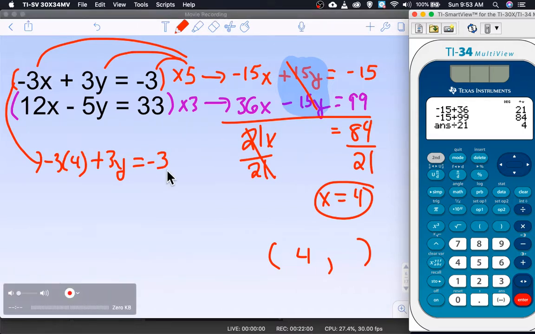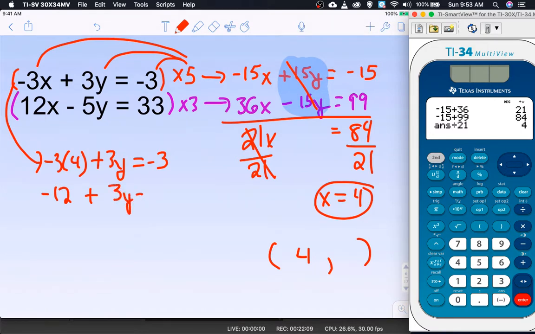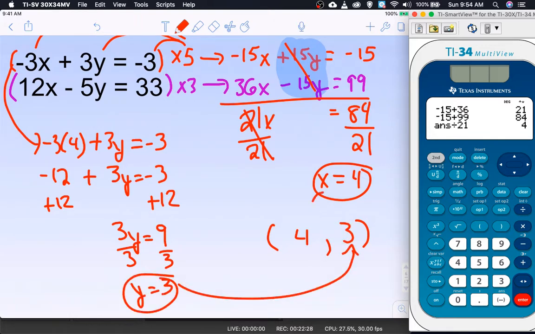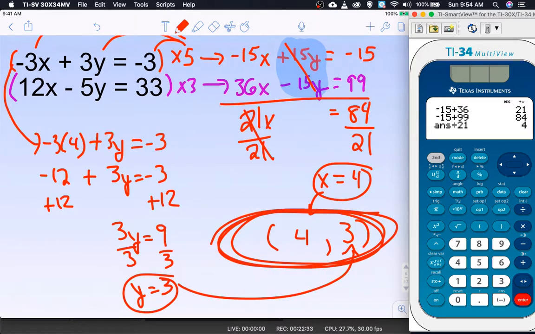And now when I solve this equation for y, I will find my y-coordinate. So negative 12 plus 3y equals negative 3. Add 12 to both sides. 3y equals 9. Divide by 3, y equals 3. So my solution is the point (4, 3).